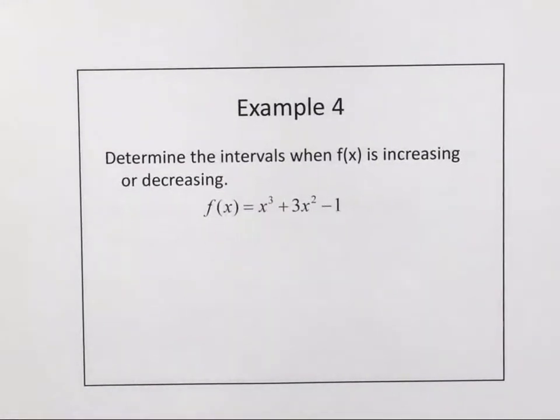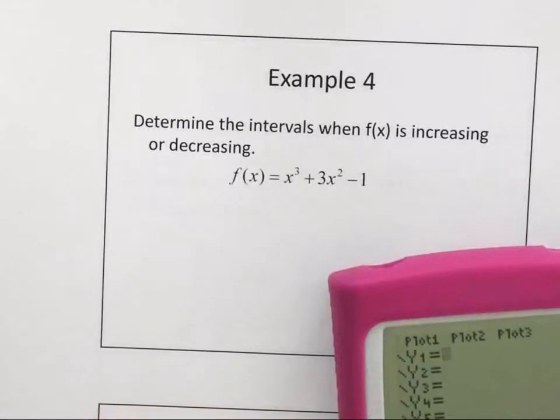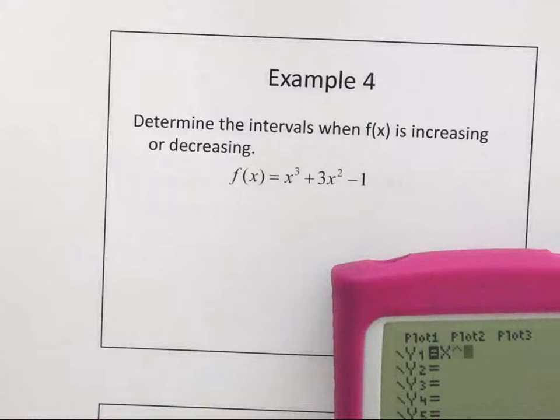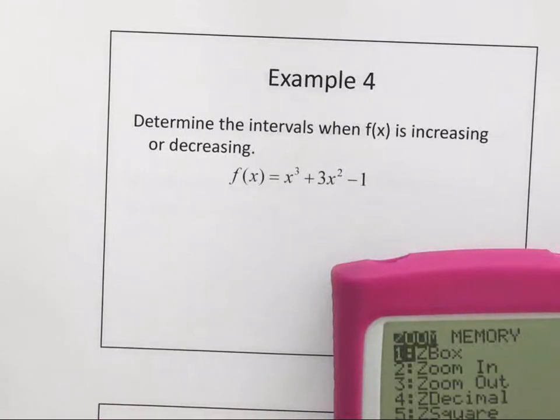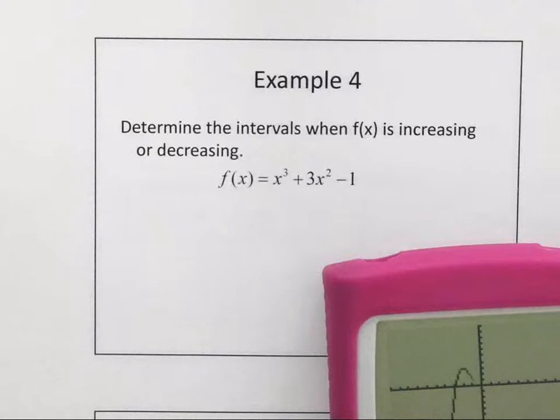So when is this increasing? Well, here I would graph it. So I'm going to put this into a graphing calculator. So y equals x cubed plus 3x squared minus 1. I'm just going to use them as standard, make sure my window's just typical.